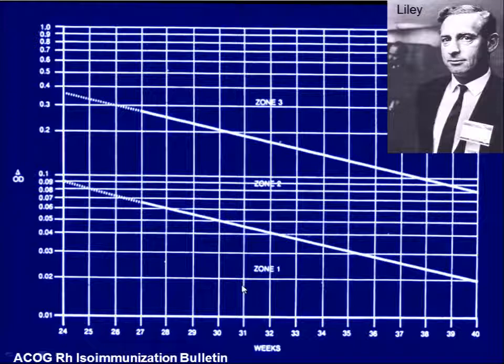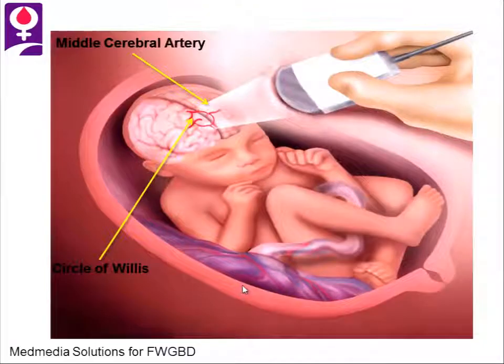The reason that's true is because in around the year 2000, a gentleman I was working with in Houston decided to see if he could find a non-invasive way of detecting fetal anemia. He looked at a variety of blood vessels throughout the fetus and determined that the fetal middle cerebral artery was probably the best vessel to insonate to see if the fetus was in fact anemic.